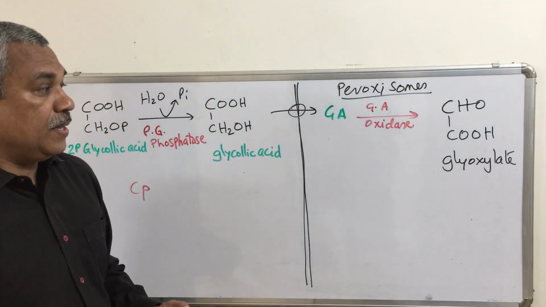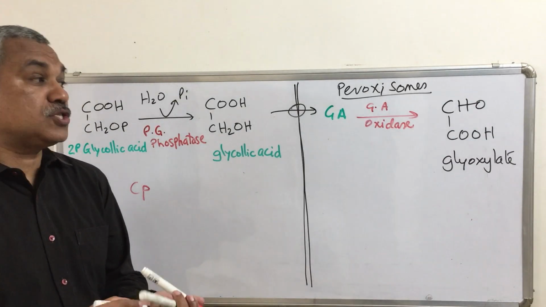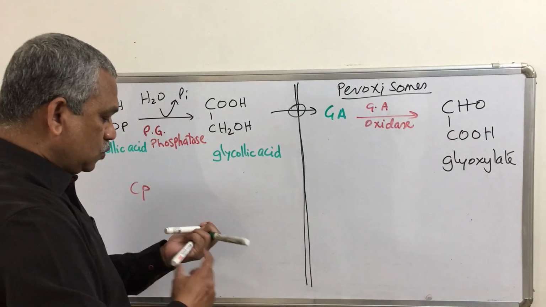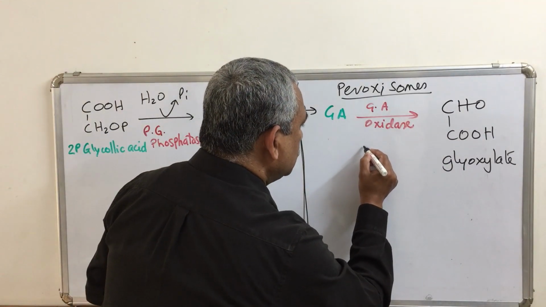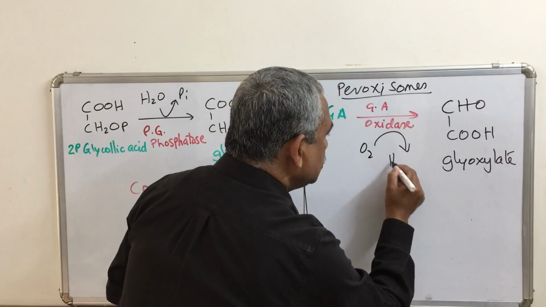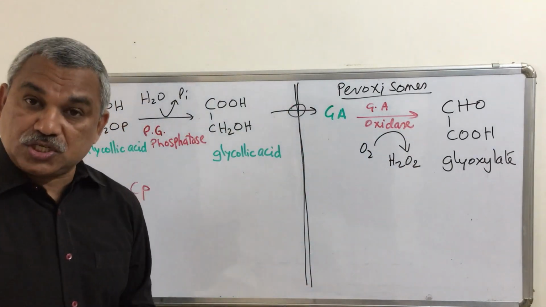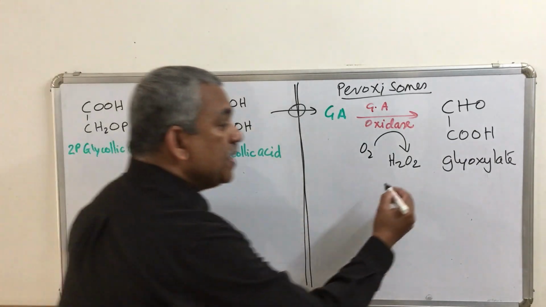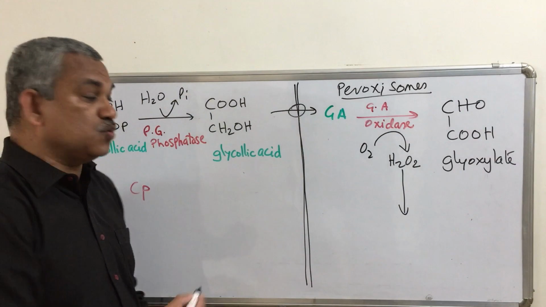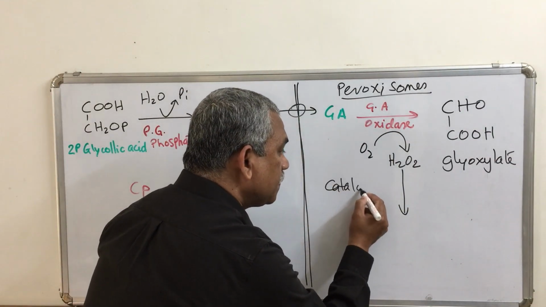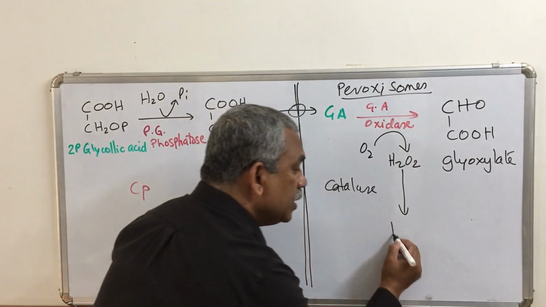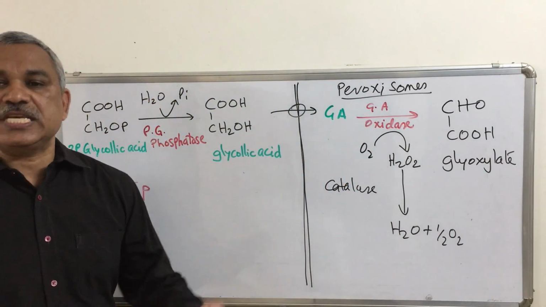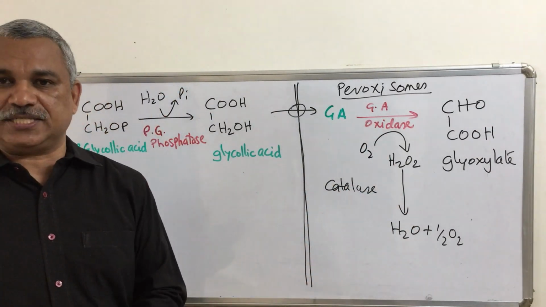Now, in the process of making glyoxylate, it will also produce H2O2. So here, O2 is taken and H2O2 is produced in the peroxisomes. We know that peroxisomes are rich in catalase enzyme. Catalase enzyme will convert this H2O2 into H2O and half O2. So therefore, this is how the complete conversion occurs.